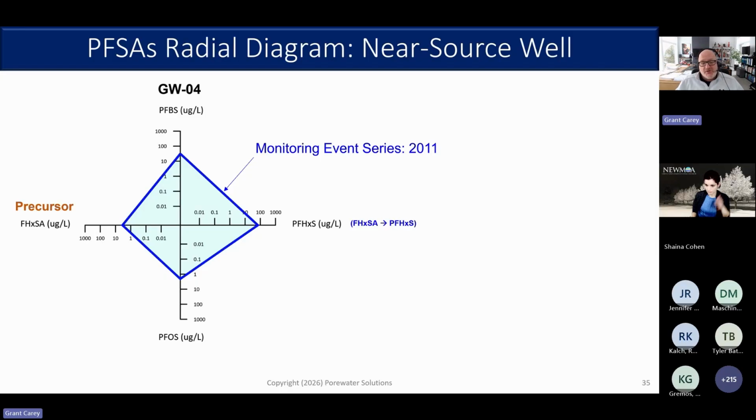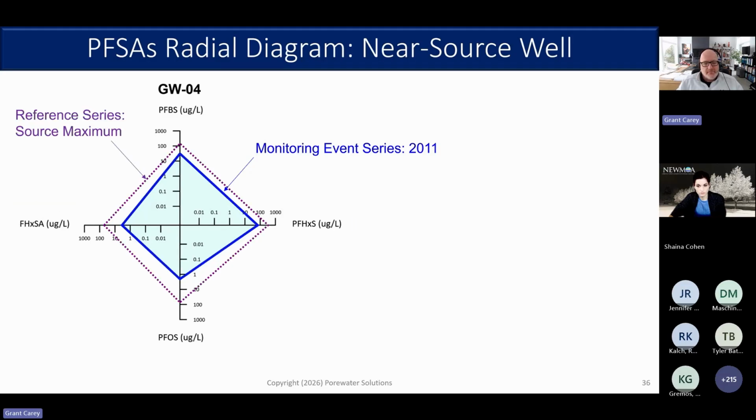This is a radial diagram showing concentrations for one well, GW4, downgradient of a source area at the site. And we're showing data from a monitoring event in 2011, the first event where PFAS data were actually measured in groundwater. Now on the left, we have the precursor, FHxSA, which biodegrades under some conditions aerobically to PFHxS, which is on the right axis. And we're also showing PFBS on the top and PFOS on the bottom.